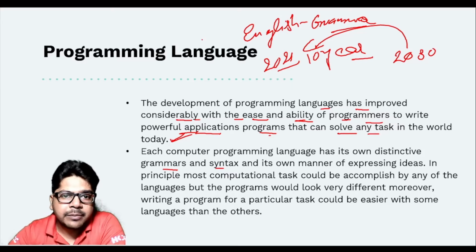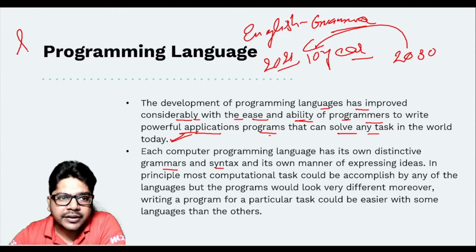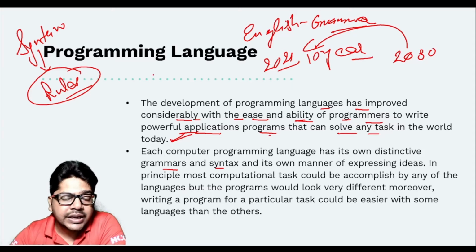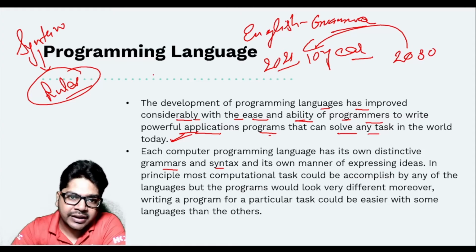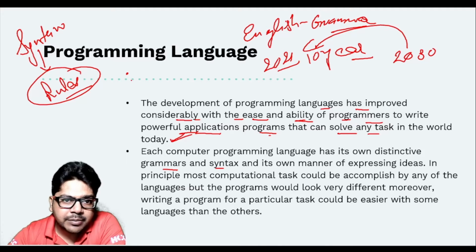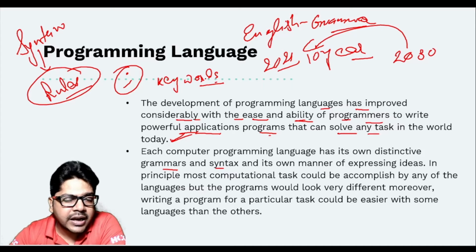Similarly, every programming language has something called syntax. If I use this word syntax, I basically imply the rules and regulations that a programming language has. Every programming language has certain rules. Like if I talk about C, every statement in C has to be terminated by a semicolon. All the keywords have to be in small letters. These are the rules, and you need to follow them.